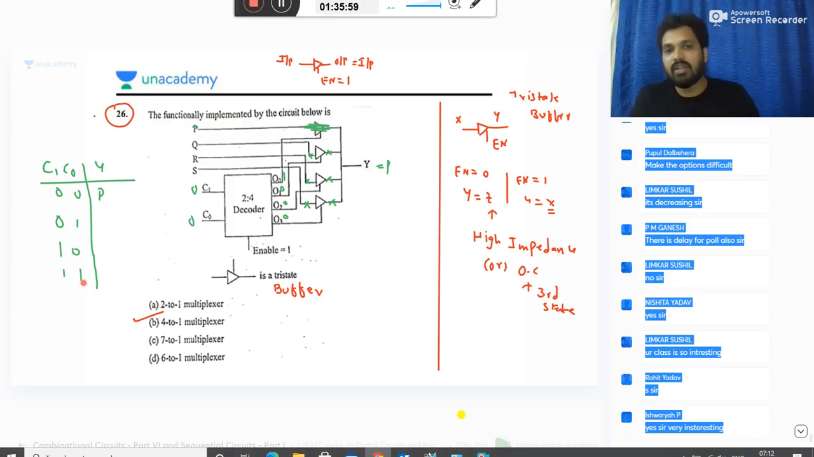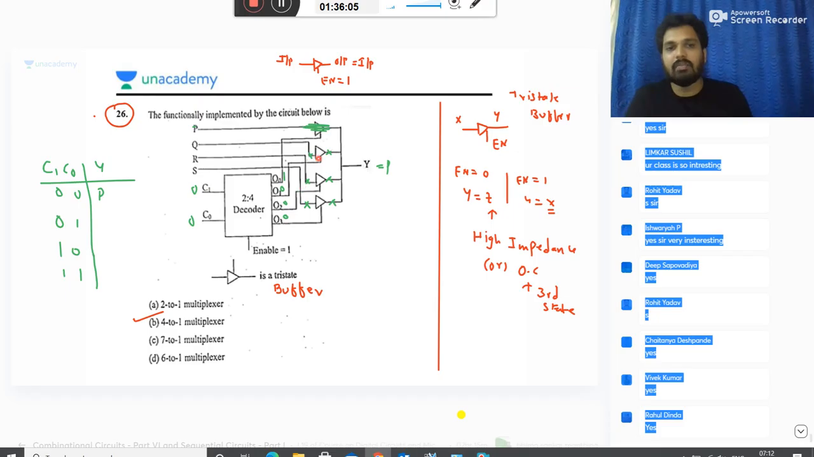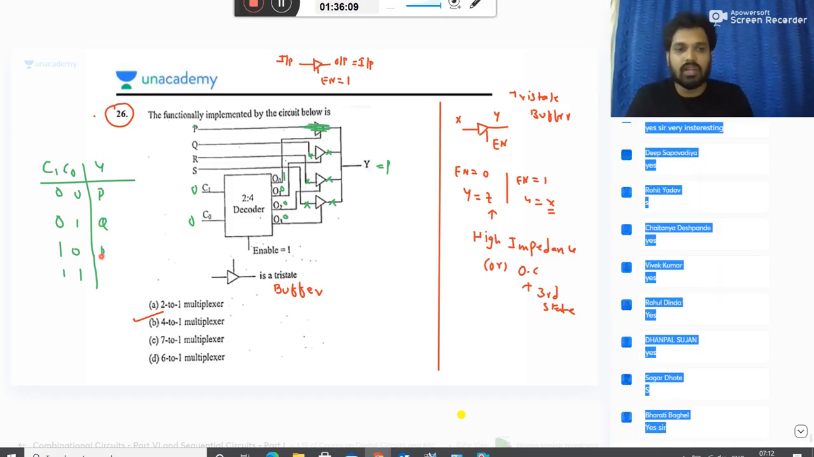Is it okay, everybody? Yes or no? Please tell me. Similarly, for 0, 1, the second line will be activated, remaining all will be open circuited, and you will get Q. Next you will get R, next you will get S. That is, it is indirectly doing the job of S1, S0 = 0 0, 0 1, 1 0, 1 1. It is selecting 1 out of the 4 inputs. That's why it is called a 4 by 1 multiplexer. This is implementing a 4 by 1 multiplexer using your decoder and buffers.